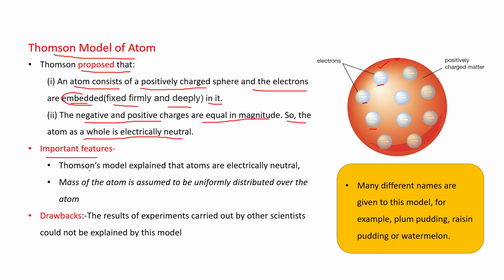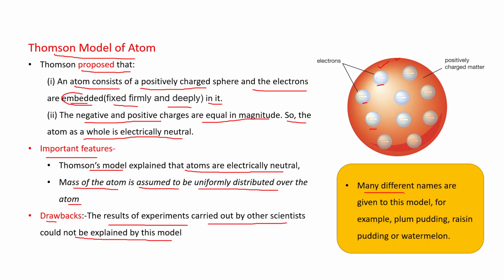Important features. Thomson's model explained that atoms are electrically neutral and the mass of the atom is assumed to be uniformly distributed over the atom. Drawbacks. The results of experiments carried out by other scientists could not be explained by this model.